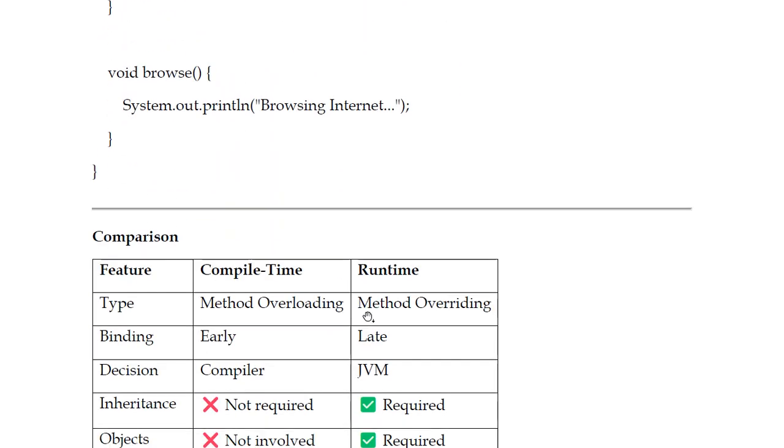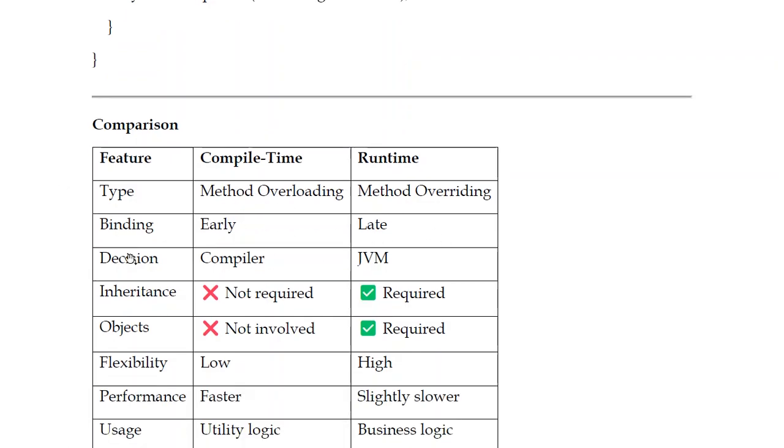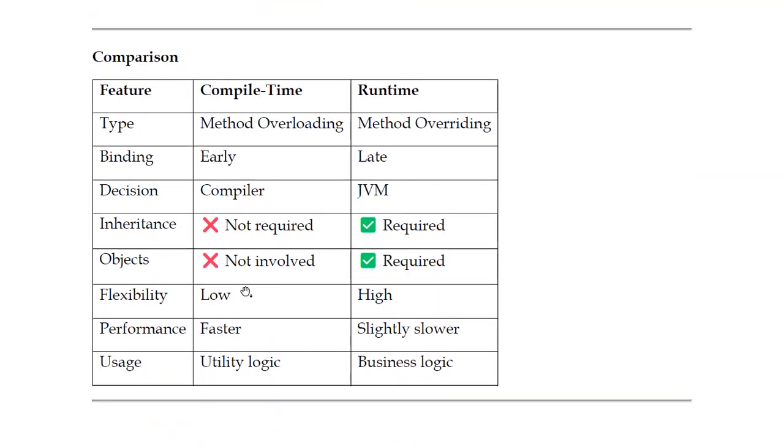Method overloading is possible, yes. Where is binding happening? Compile time for overloading, runtime for method overriding. Early means compile time; runtime is late binding, based on objects only at the end. The compile-time decision is made by the compiler; the runtime decision is made by the JVM. Inheritance and objects are not required for compile time, but both are required for runtime. Flexibility is low for compile time because you can't change reusability and so on. Here, for runtime, the policy is such that you just declare the class and then access it, as we already discussed.